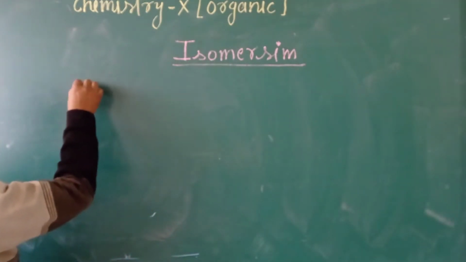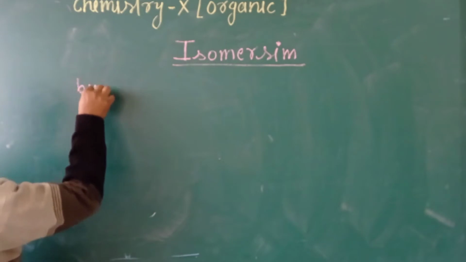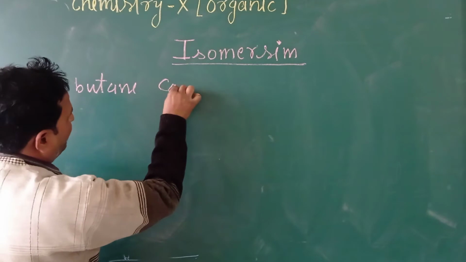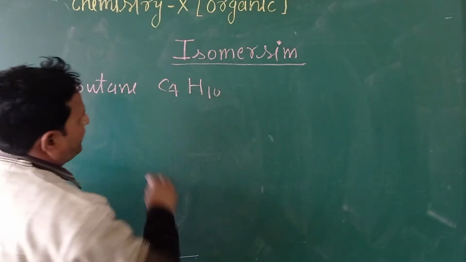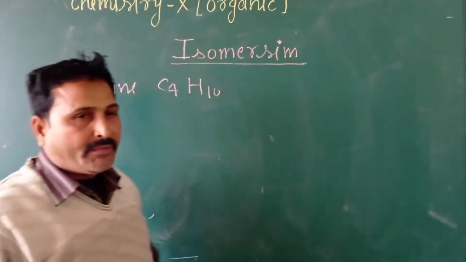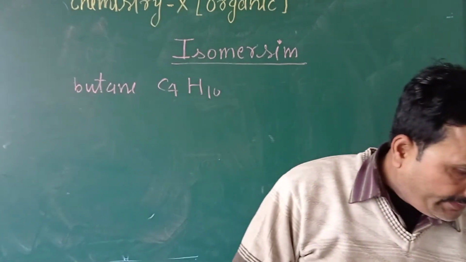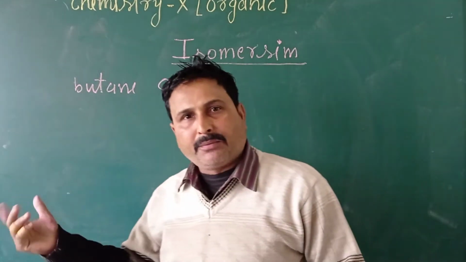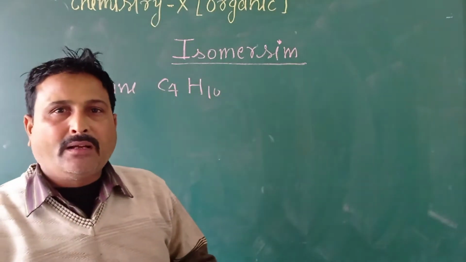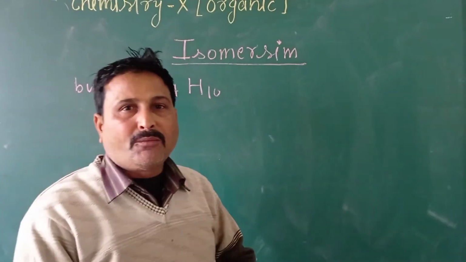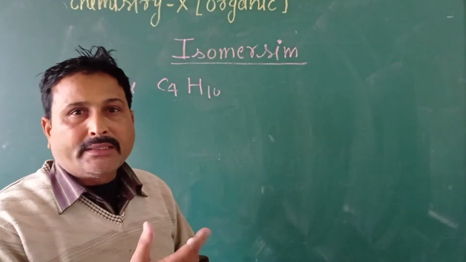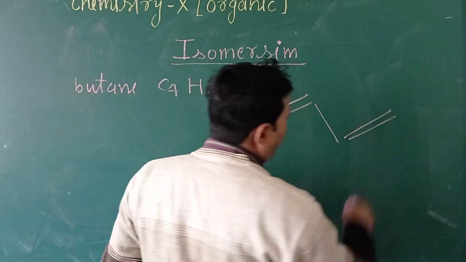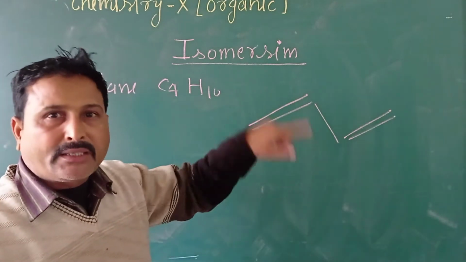I am taking the example of butane. Its formula is C4H10. Chemical formulas are generally of different types: first, the molecular formula; second, the graphic formula; third, the structural formula; fourth, the condensed structural formula; fifth, the bond structural formula. I had already explained the bond structural formula. Then there is the polygon formula for cyclic compounds.